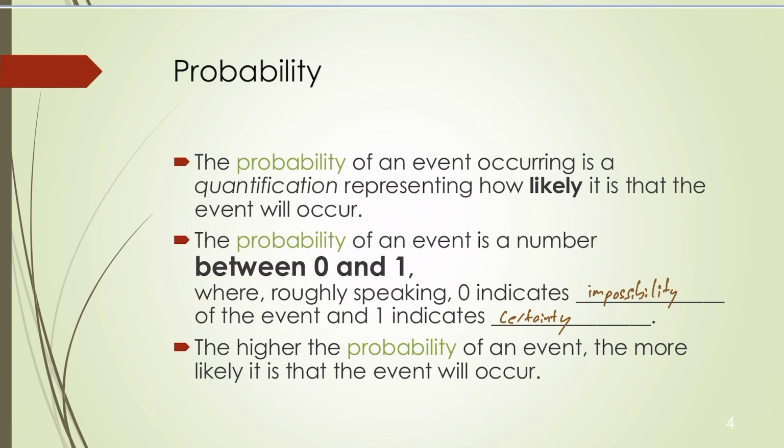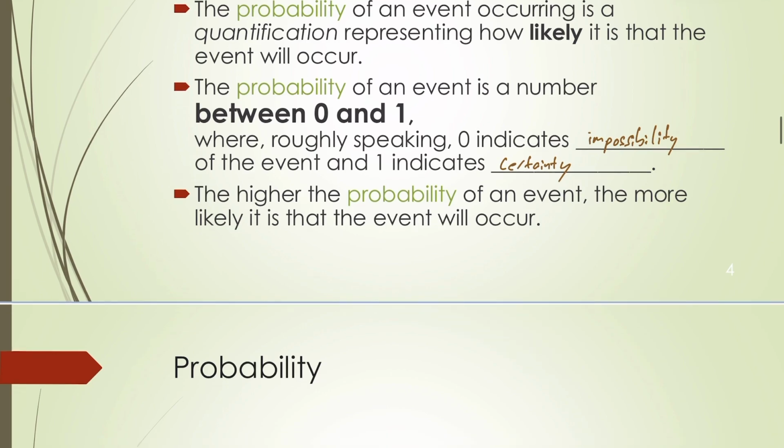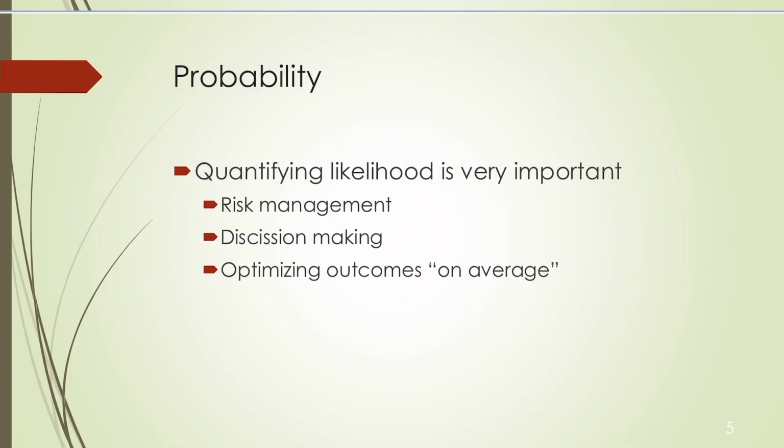The higher the probability of an event, remember it can't go above 1 though, the more likely it is that the event will occur. When is probability used? All the time. Quantifying likelihood is very important. Think about risk management. The insurance companies spend millions and millions, if not billions of dollars in risk assessment and management. Decision making. In the real world, we need to make decisions in the presence of uncertainty. That's exactly what finance and the stock market is all about.